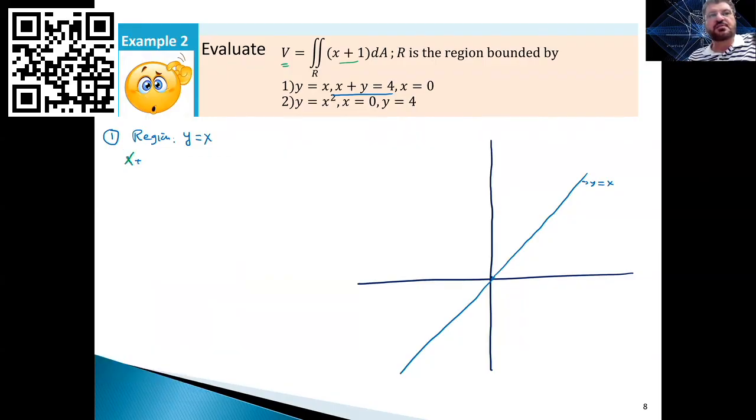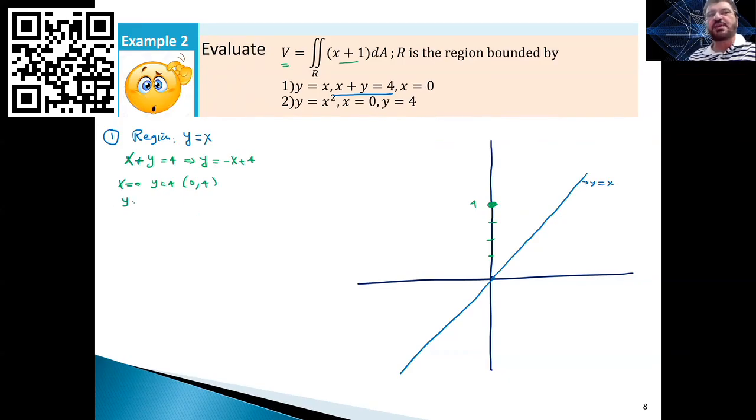It's x plus y is equal to 4. That means y is equal to minus x plus 4. That's a straight line, right? If I take x to be 0, then y is 4. So when x is 0, y is 4, and this is what we call the y-intercept. 1, 2, 3, and 4. Here it is. So this is one point, (0, 4).